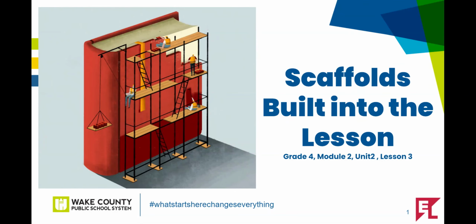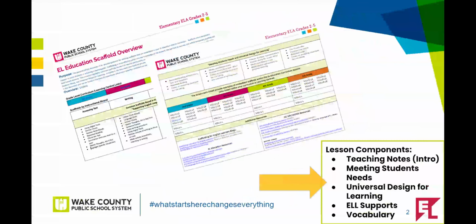Throughout this learning opportunity, we'll focus on examples of scaffolds that already exist within EL Education lessons, using Lesson 3 from Grade 4, Module 2, Unit 2. An EL Education scaffold overview document for elementary ELA grades 2 through 5 can be found in Learning Central under the appendix within each grade level module and in the teacher planning tools for your grade level curriculum. Please refer to this document for additional supports as you plan.